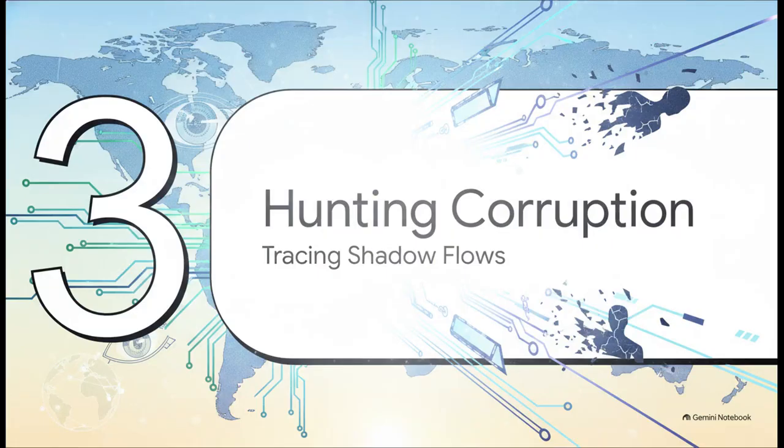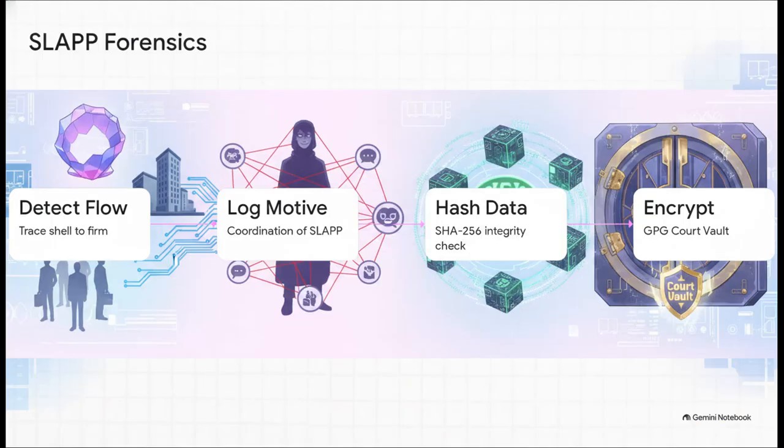Section 3. Hunting global institutional corruption. Tracing the shadow flows. But she doesn't just stop at individual protection. Sophia is built to hunt down institutional corruption globally. A perfect example is how she dismantles SLAPP lawsuits. If you don't know, those are meritless lawsuits specifically designed just to bankrupt and silence critics or journalists.